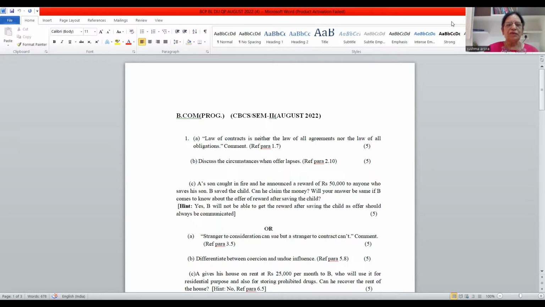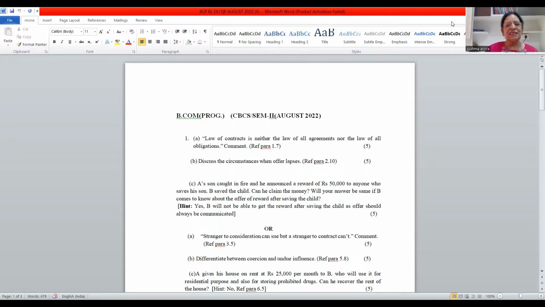Coming to B part, which is: discuss the circumstances when the offer lapses. How will the offer lapse? What is the offer? When a person expresses willingness to another person to do a certain act or to abstain from doing something, then we say the person has made the offer. Now, when the offer is accepted by the other person, then the agreement is created.